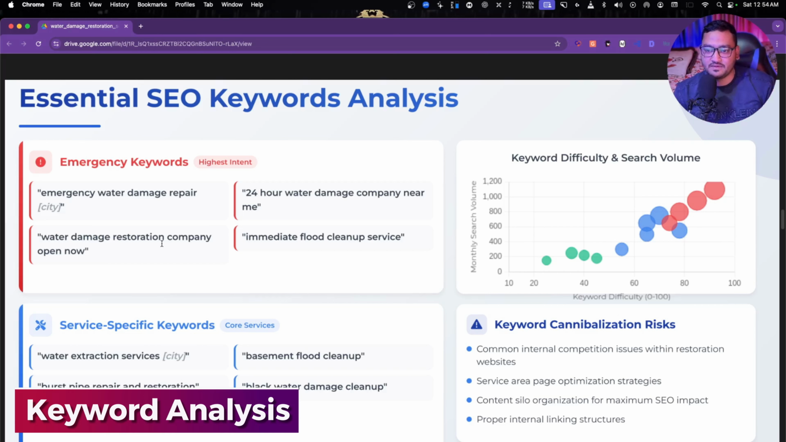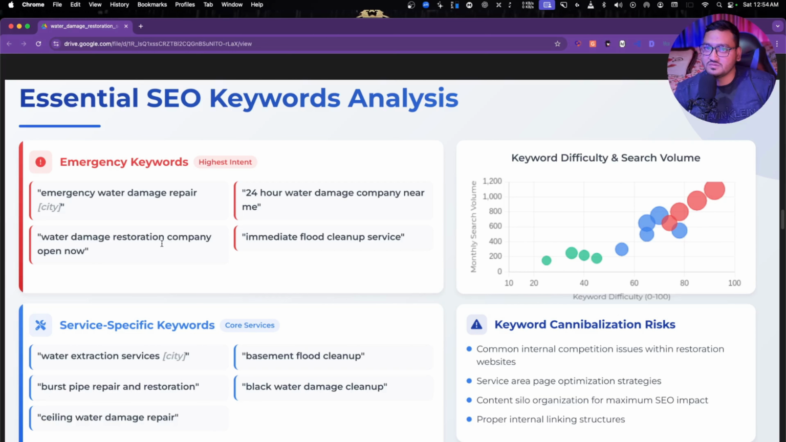Coming 2 or 3 chapters, they are more towards your actual SEO campaign. We have to create content around emergency keywords and some service-specific ones. So you can see here we have the emergency keyword section, which has the highest intent. The conversion rates are around 80 to 85%. Then some service-specific keywords like water extraction, basement flood, burst pipe, ceiling water damage, black water damage cleanup, all of these kinds of services.